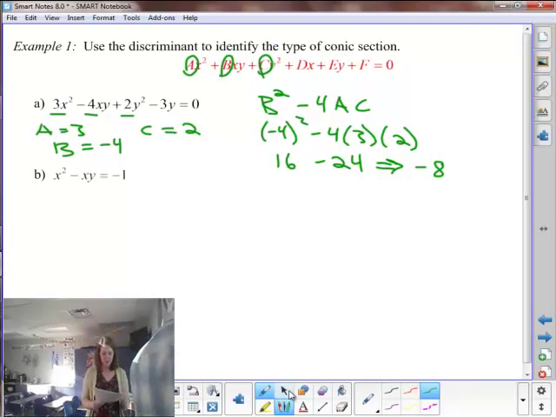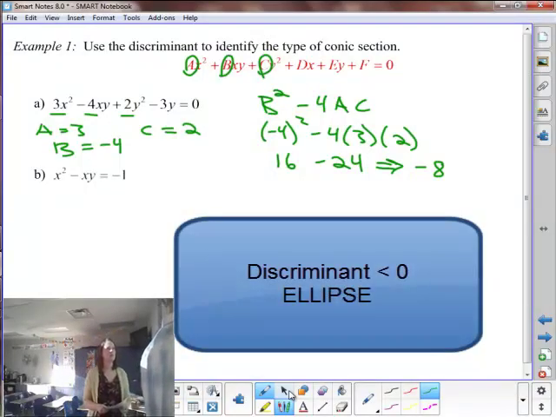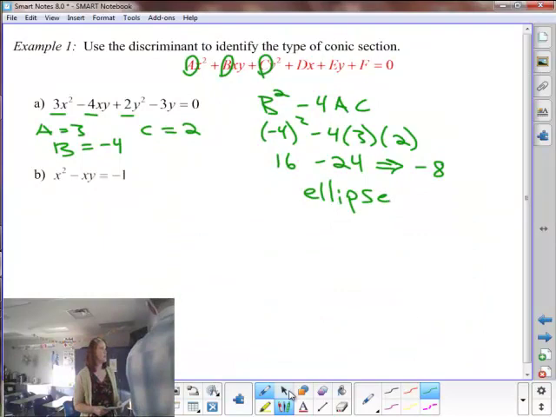Well, if I go back to the chart you just showed me, you said that if the b squared minus 4ac is a negative answer, then I have an ellipse. So we have a negative b squared minus 4ac, we must have an ellipse. If we had the capability of graphing that shape, with the 3x squared and the minus 4xy and the rest, we would get an ellipse.